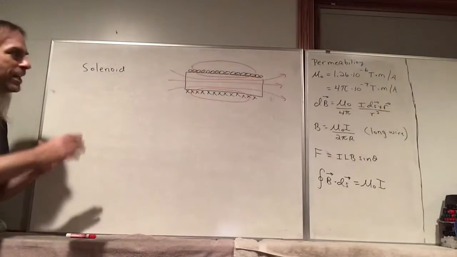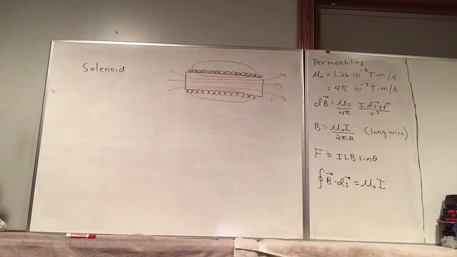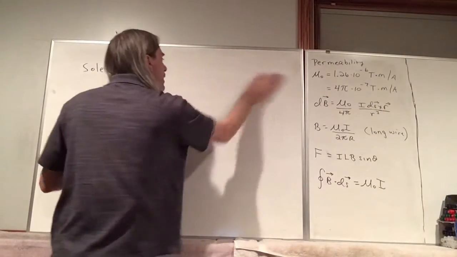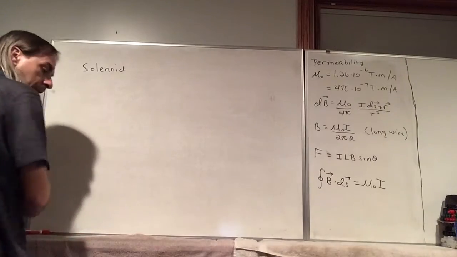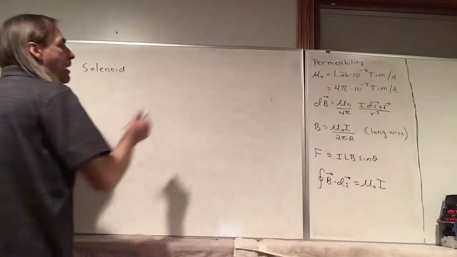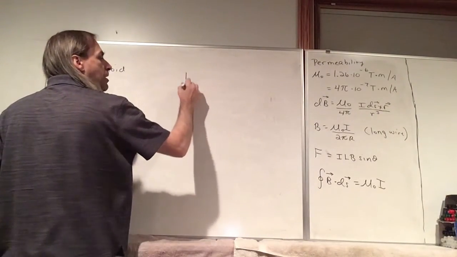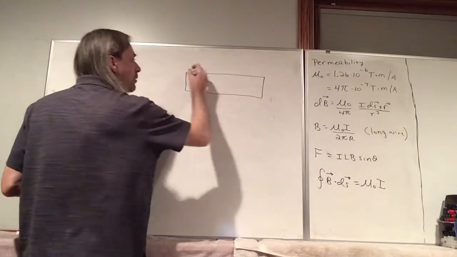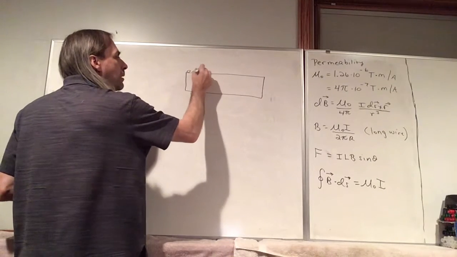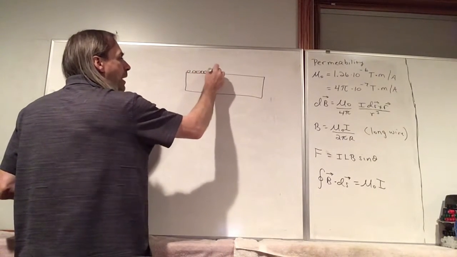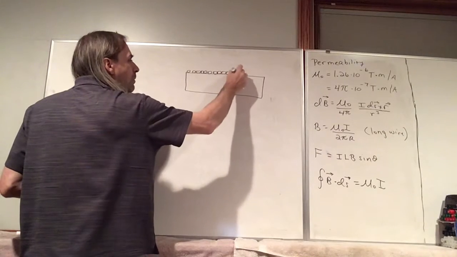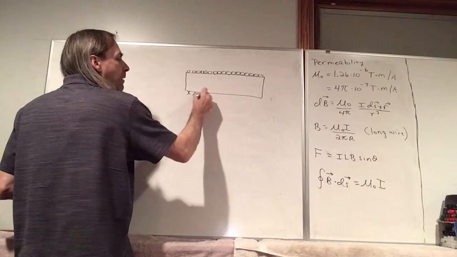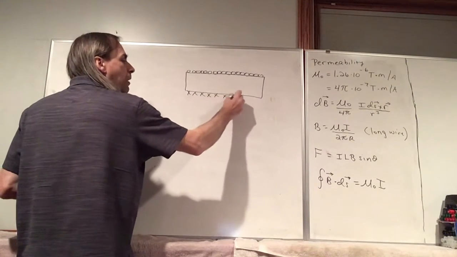And we're going to consider a long solenoid. So I'm going to erase the magnetic field lines. Say we have a long solenoid, and the magnetic field lines we're going to assume are just parallel to the axis. Let me draw the wires again. And that determines the direction of the magnetic field.